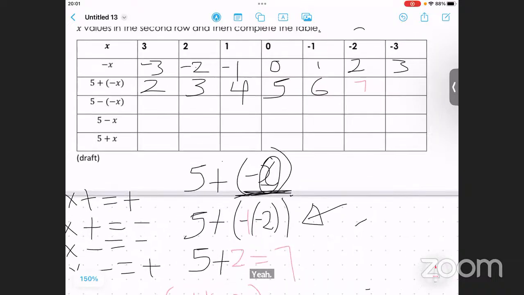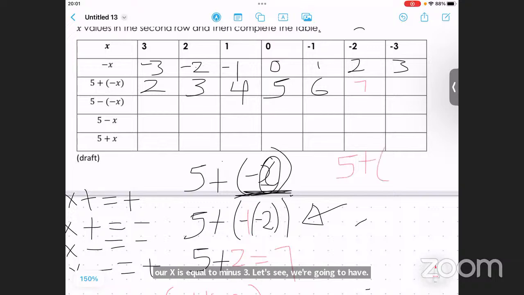Okay, now let's do the one for when our x value is equal to -3. We're going to substitute into the same expression and get the value of that expression when our x is equal to -3. We're going to have 5 plus, minus, open bracket, -3, close bracket. And what is -1 multiplied by -3? It's 3.